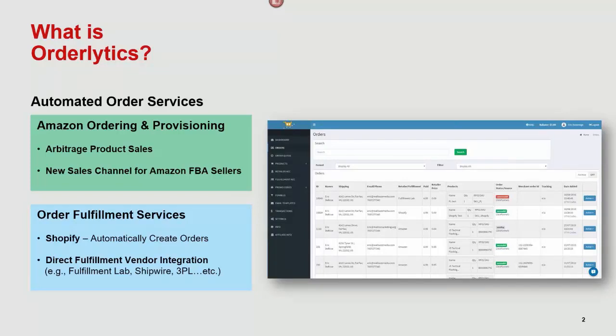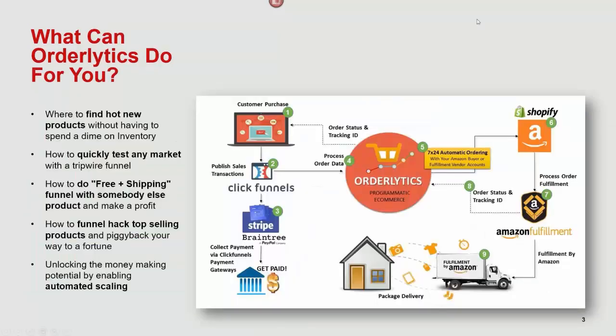All right, so one of the things that we really want to focus on for today is, what can it do for you from a ClickFunnels perspective? I've got this little flow diagram up that shows you the process. We'll walk through that in a minute, but you can do many things with Orderlytics, like finding hot products for a specific market, for a specific niche, coming up into the holiday season, so you can quickly test without going out and purchasing any inventory.